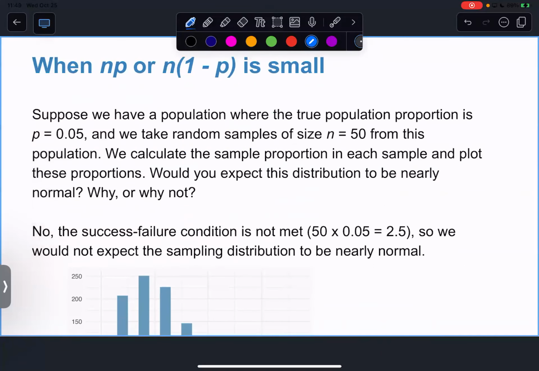This one's just kind of for fun. What if that condition isn't met? The number of successes greater than 10, the number of failures greater than 10. That's not hard to achieve. You have to have a minimum sample size of 20, depending on what your proportion is.